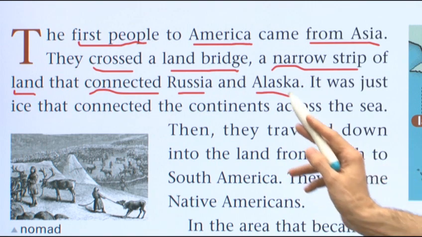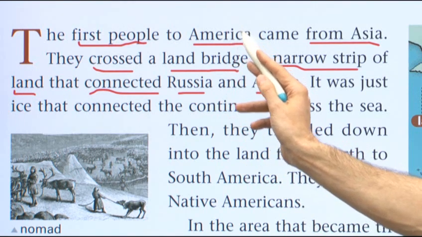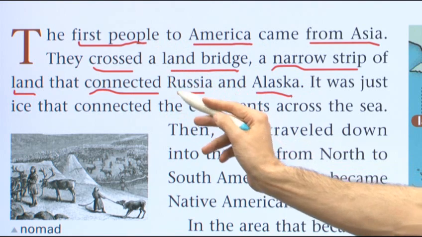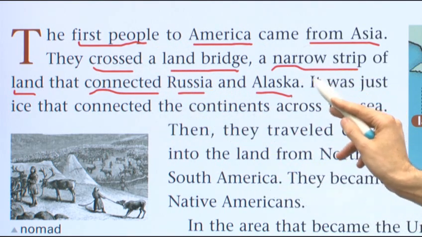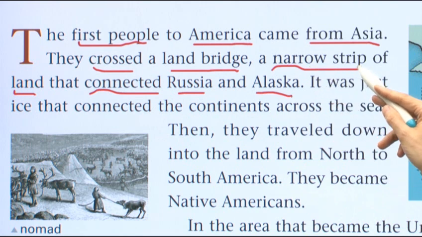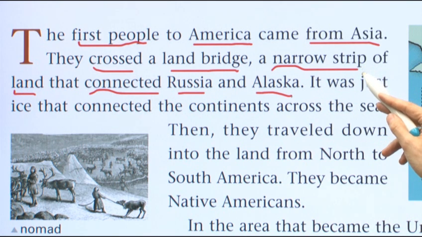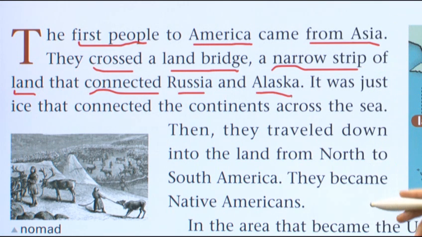So there I found some important words. I found some nouns, and there's another noun, people, and verb, to cross or to connect. And now an adjective, narrow, and a noun, strip. And a strip is a piece, a very thin piece of something, okay? So this is what I have done.